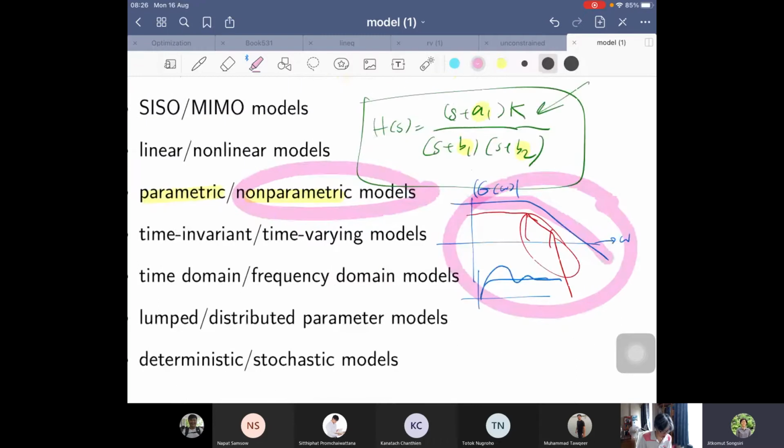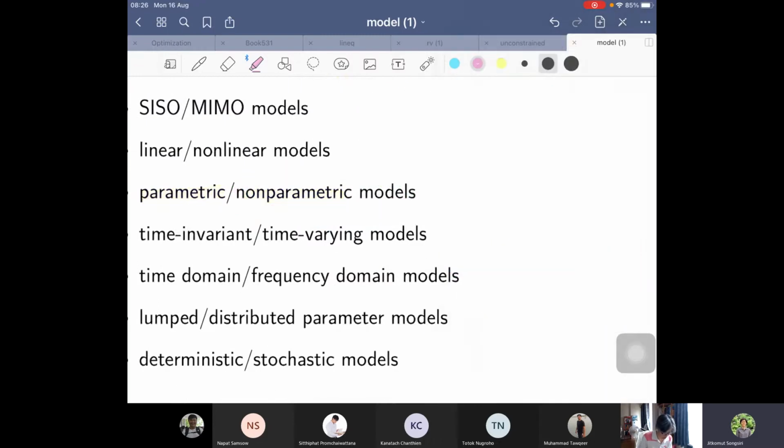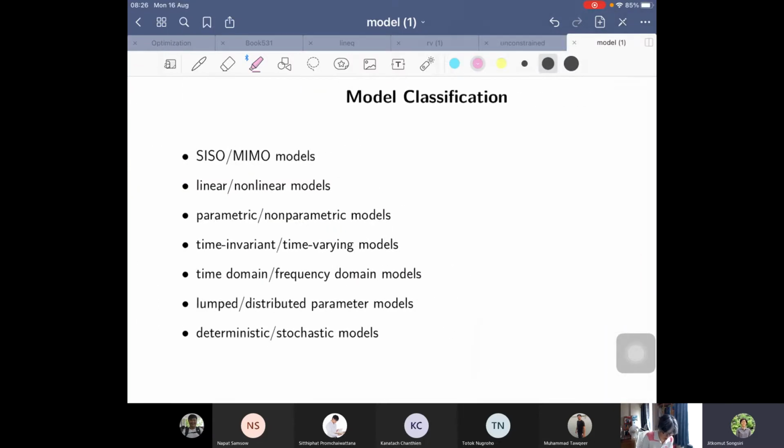A model can also be classified by this property: it is time invariant or time varying.